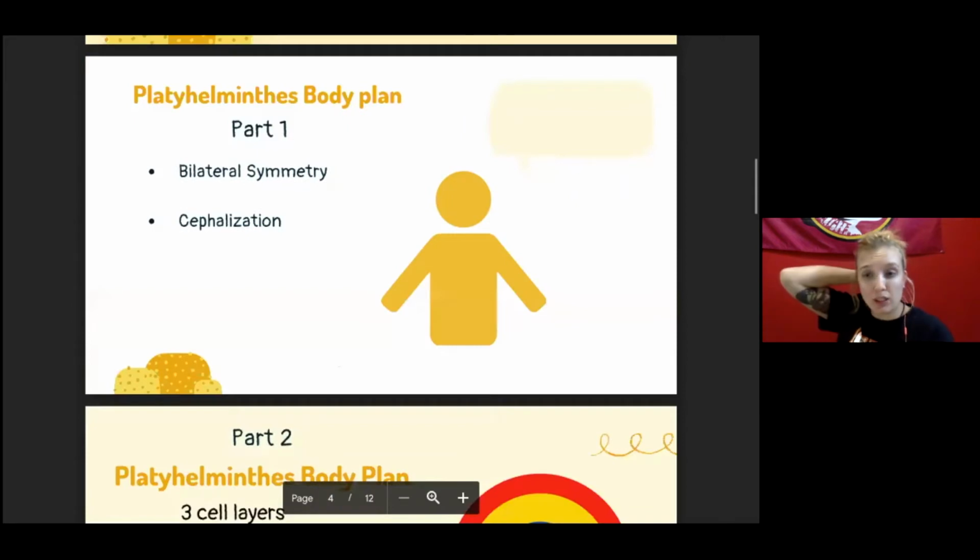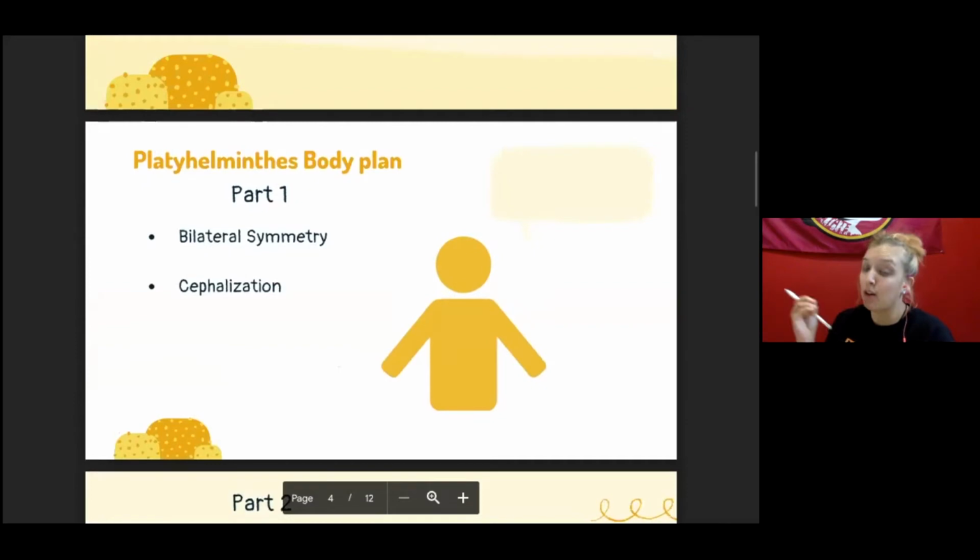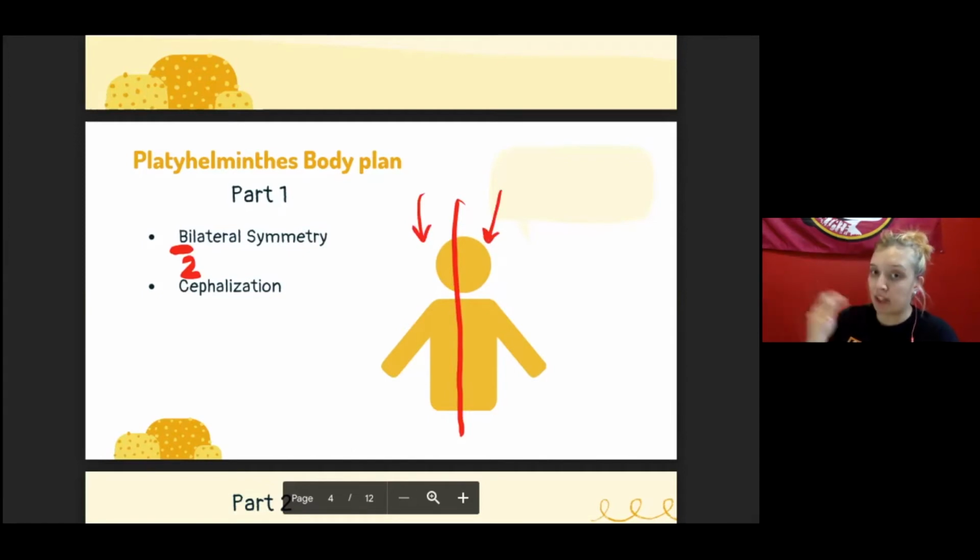Its body plan. So this is really important because now we're starting to get into more complex organisms that have a more complex body plan. From here on out, bilateral symmetry is going to be one of the main ones that we'll talk about. So the prefix bi means 2. If I cut this person in half, both sides look fairly similar. So if I cut it into 2 parts, both sides should be the same.